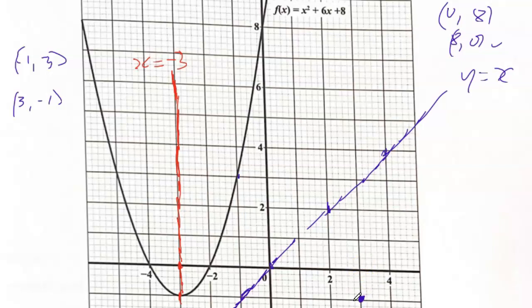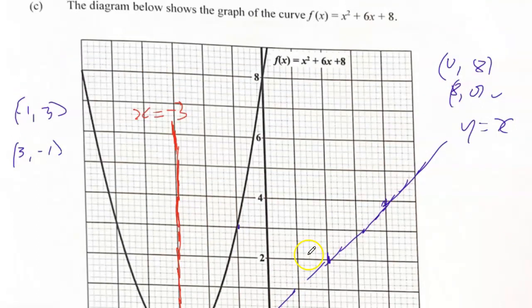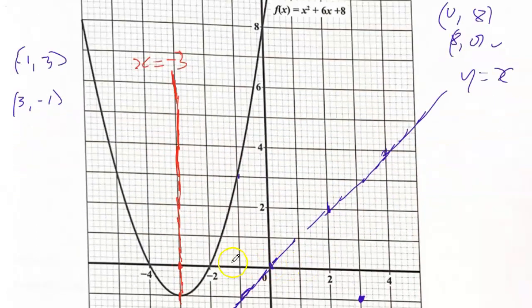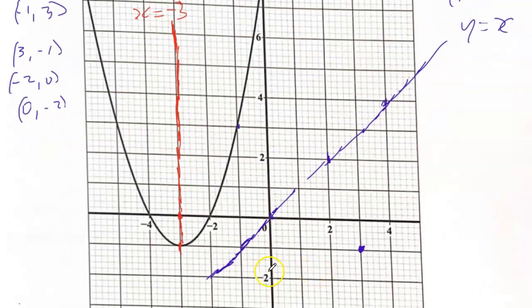Let's get another point here. Notice the original function passes through, this is what? Negative 2, 0. If I reflect it in the line y equal x, the coordinates swap positions, so it becomes 0, negative 2. All right, so it would pass through 0, negative 2, and so on.